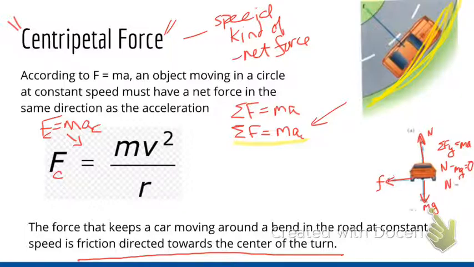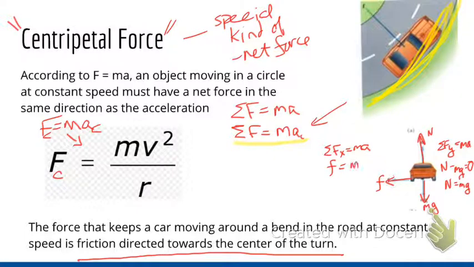So we can just say that the normal force is equal to mass times gravity. In the x direction, the sum of the forces in the x direction, the only force is friction. That's very obviously not balanced, so it can't be zero. It's that friction force that is keeping it moving in the circle, which means this is a case of centripetal force.